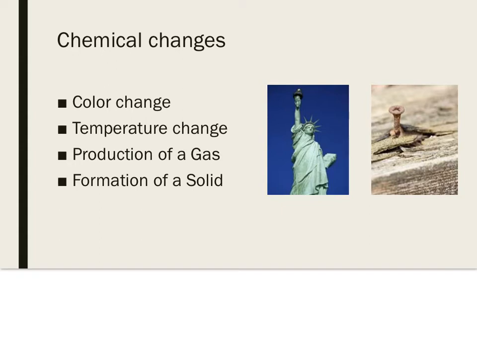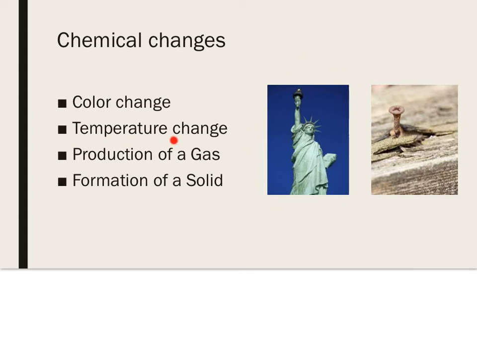For example, when copper metal oxidizes or reacts with oxygen, it turns from a copper red color to a green color. All right, so the Statue of Liberty is one example of copper oxidizing. Although the Statue of Liberty now looks green, its original color was actually copper red. So, this color change is the result of copper and oxygen reacting and transforming into copper oxide.